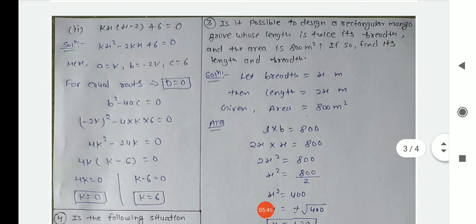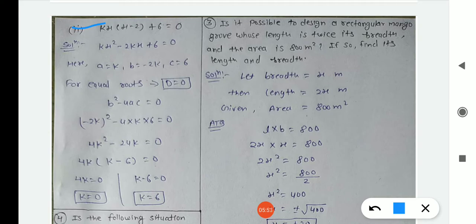Now the next question is kx bracket x minus 2 plus 6 equals 0. First we simplify it, so it becomes kx square minus 2kx plus 6 equals 0. So here a equals k, b equals minus 2k and c equals 6. For real equal roots, D is equal to 0.